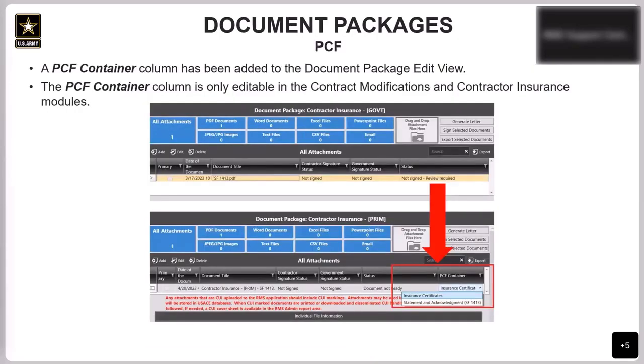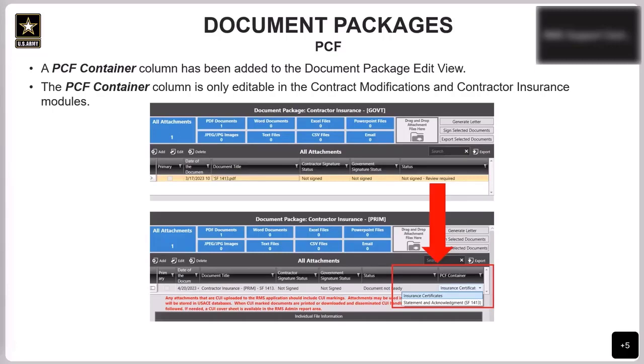Another update made to the document package edit view is the addition of the PCF container column. So this column is only going to be editable in the contract modifications and contractor insurance modules. It will be displayed everywhere else, but in those two areas, that's the only place that it's going to be editable.